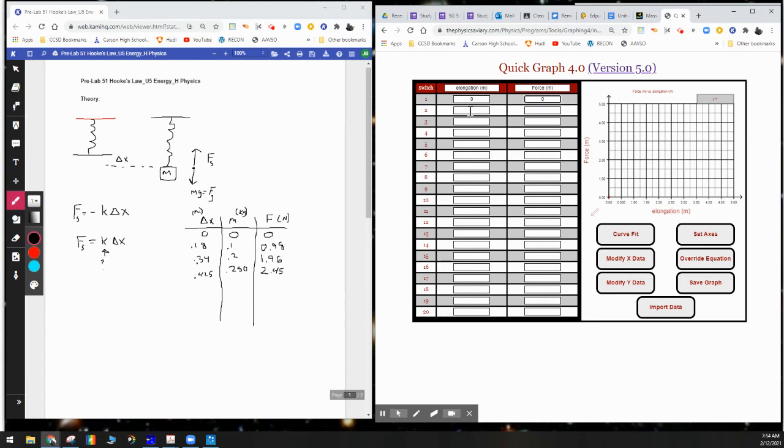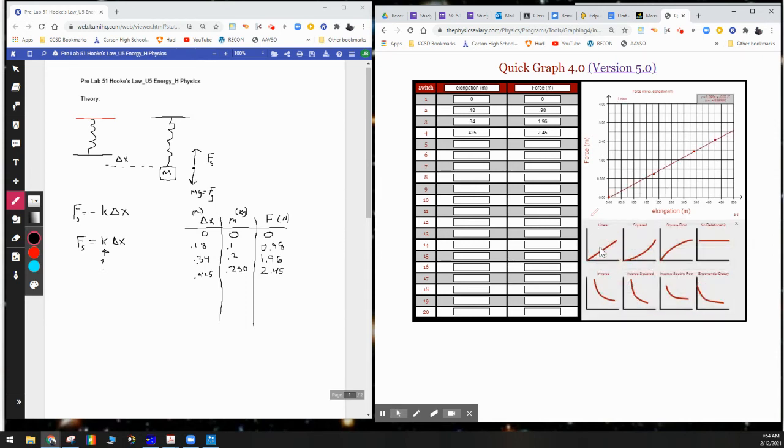The next displacement is 0.18, and the force is 0.98. The next displacement is 0.34, and this will be 1.96. Good. Then we have 0.425, and finally 2.45. So here's our graph, and it looks kind of linear.